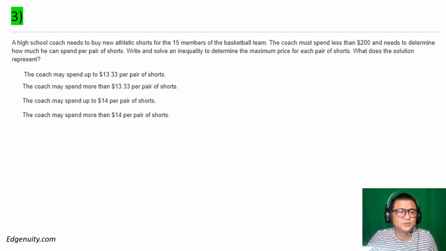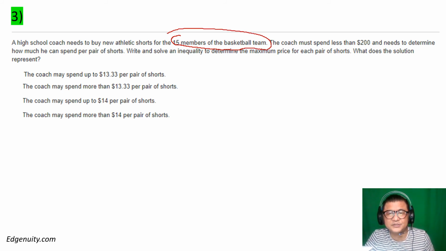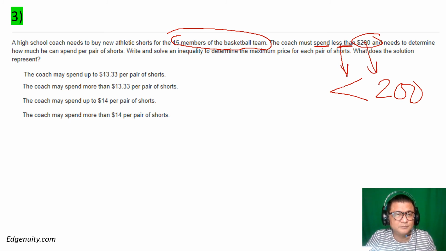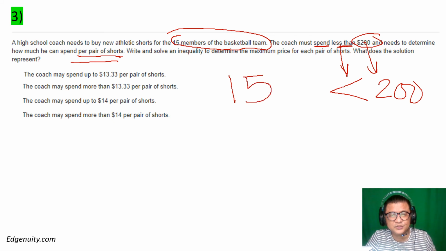Next, a high school coach needs to buy new athletic shorts for 15 members of the basketball team. The coach must spend less than 200. So the spending should be less than 200. Okay, that's the clue. And she needs to determine how much can be spent per pair of shorts. Write and solve an inequality. So 15 members will buy pairs of shorts. Okay, and we don't know how much that is, so that's the x.